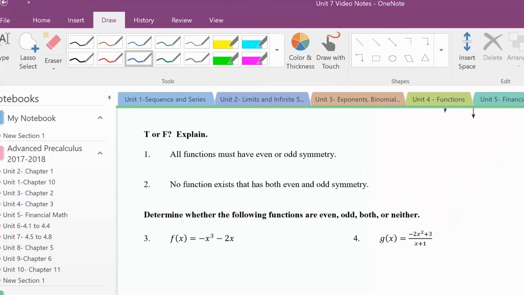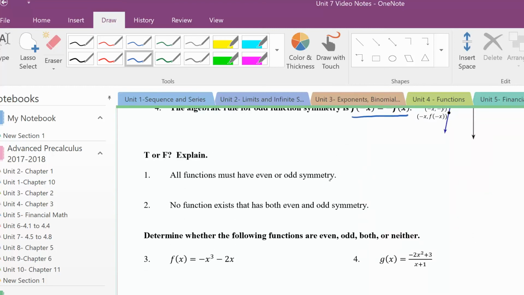So a couple things. All functions must have even and/or odd symmetry. That is false. Like you could have x squared plus 2x plus 3. That is not even or odd.